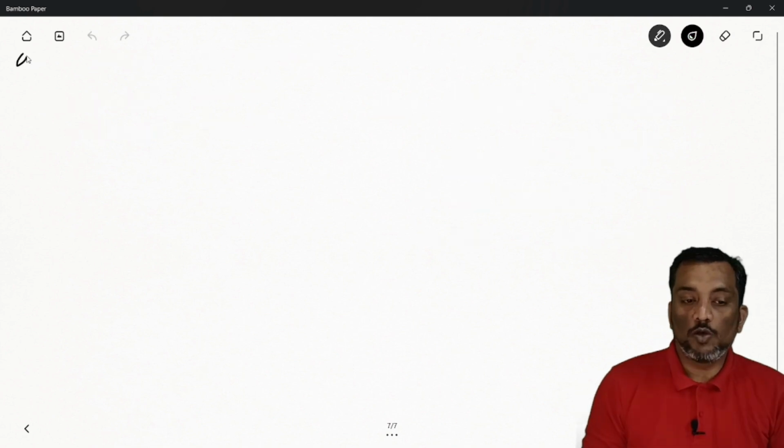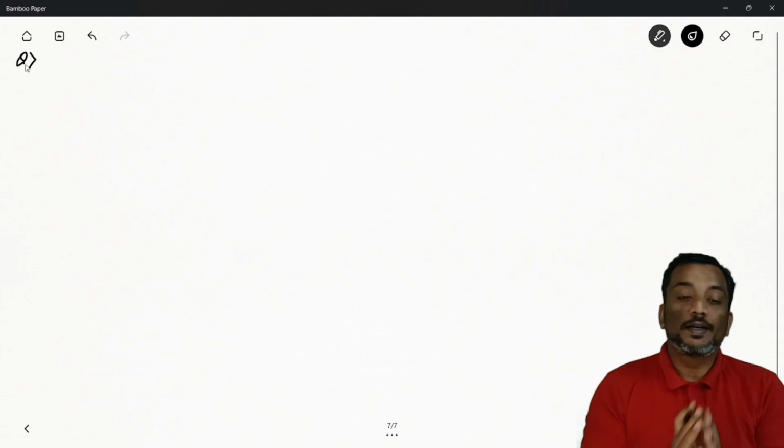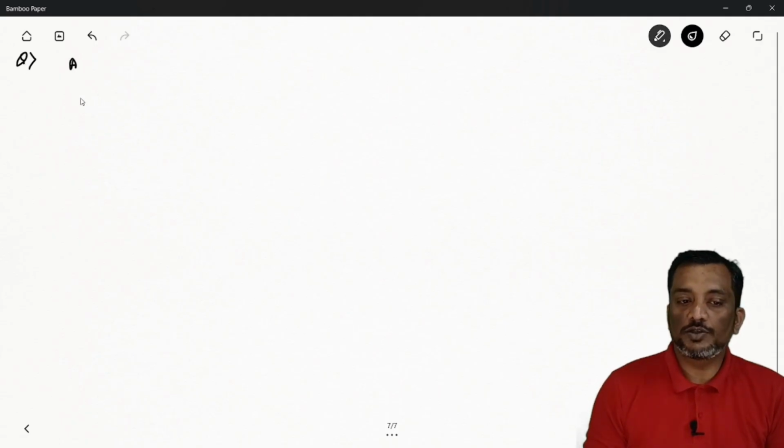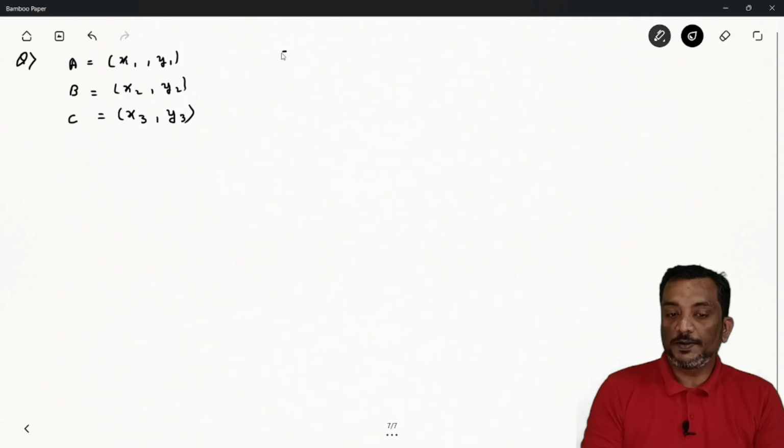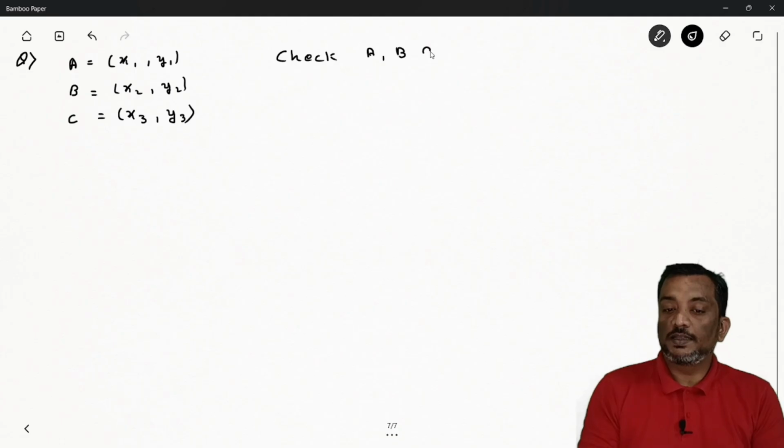Now, the second type of question they will ask you is related to collinear. Suppose they give you the coordinates of A, B, and C. Suppose the coordinates of A are x1 comma y1, the coordinates of B are x2 comma y2, and the coordinates of C are x3 comma y3. This is just a basic one I've taken. First they will say, check whether A, B, and C are collinear or not.